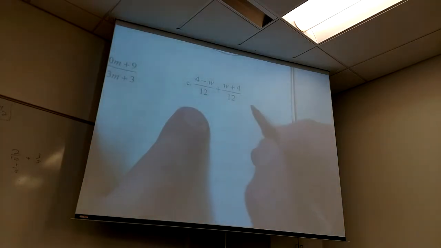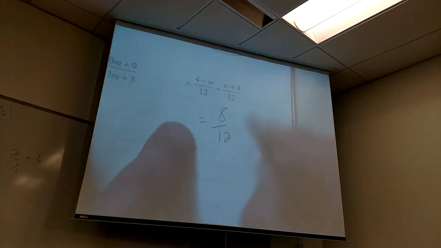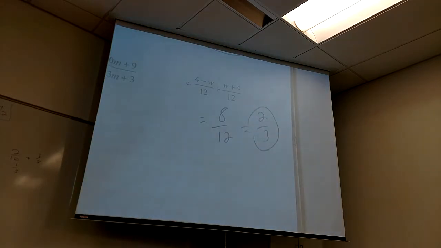Okay, so what about this part C? This is not too bad. They're both over 12. So you get 8 over 12, and you're like, I don't believe it, and it's fine. And then you reduce that to be 2/3. They already have an LCD, and it's a nice one.